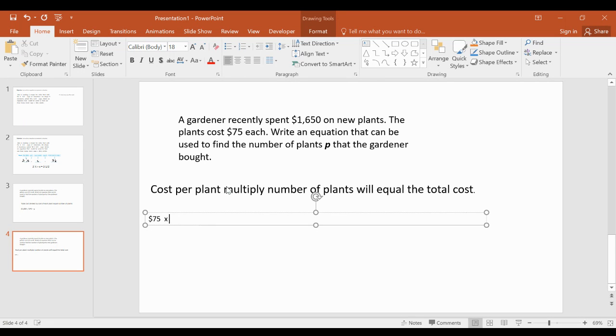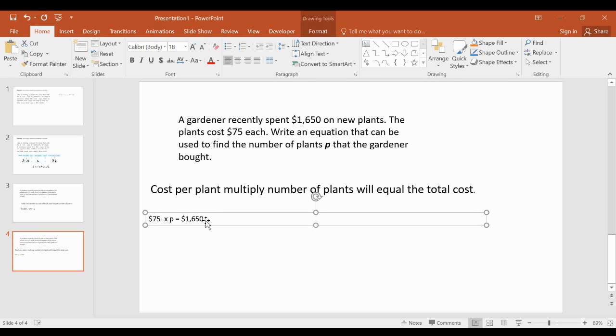The number of plants. Oh, that's right. That's what I'm trying to solve for. Since I don't know, it's an unknown number, I can put the variable P. Cost per plant multiplied by the number of plants will equal the total cost. And the total cost is given to us in this problem. There we go. In this case, my equation is $75 times P equals 1,650.